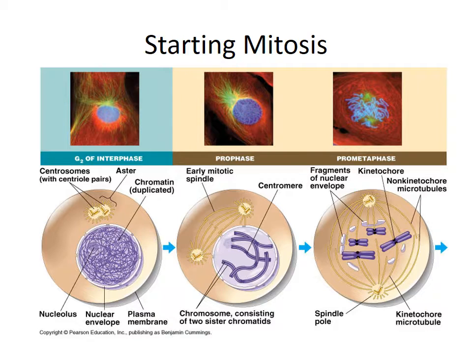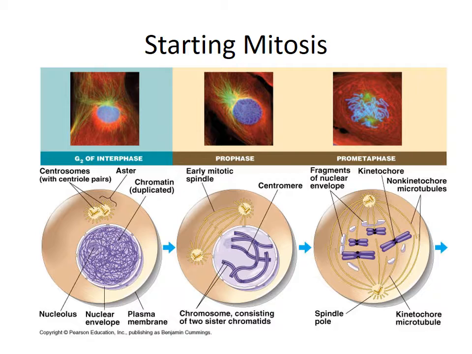So this is the beginning of mitosis. We start off in interphase. The DNA replicates. It's in the chromatin form. We start moving into prophase, and we can start to see the chromatin condensing into chromosomes. By the end of prophase, we have some nicely identified chromosomes.